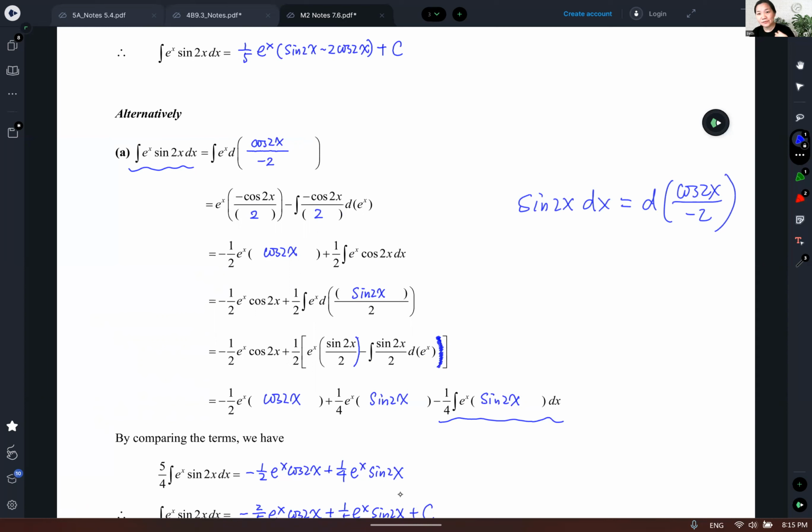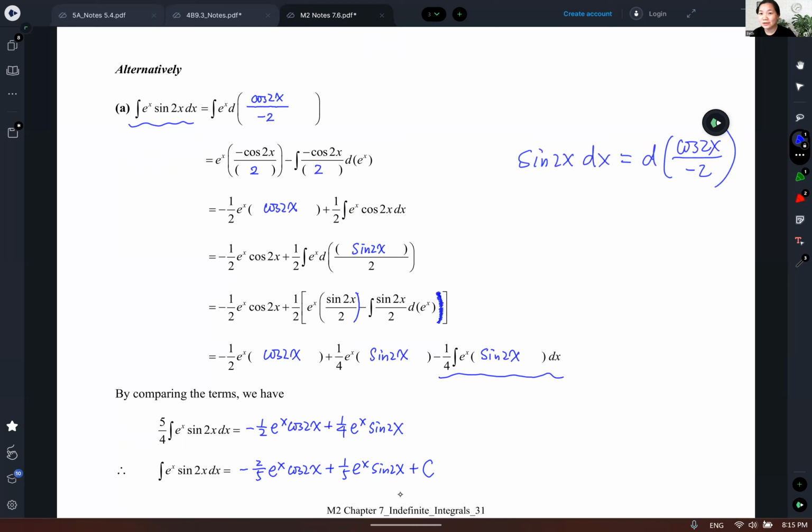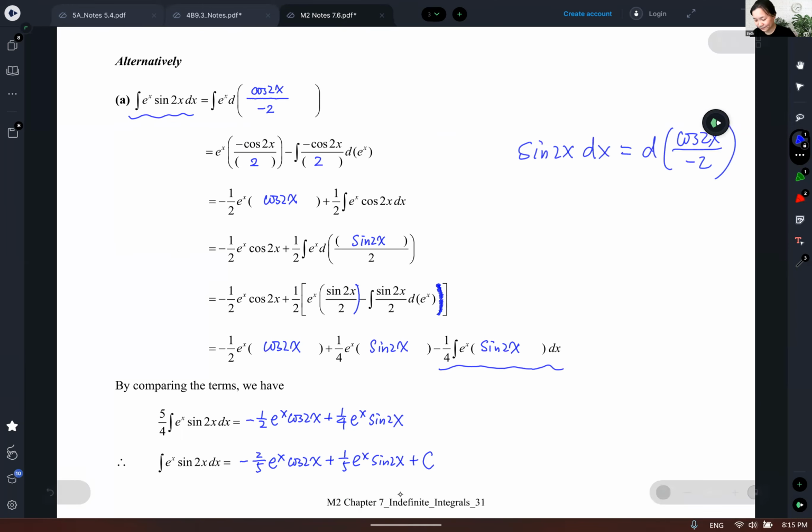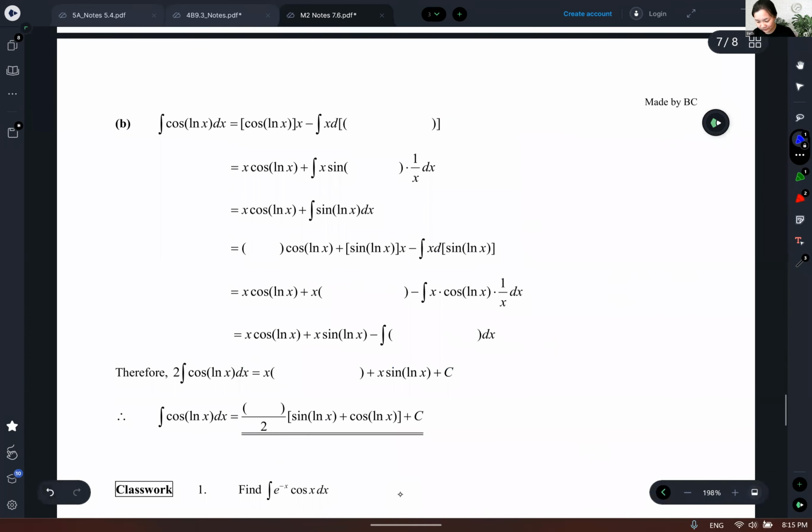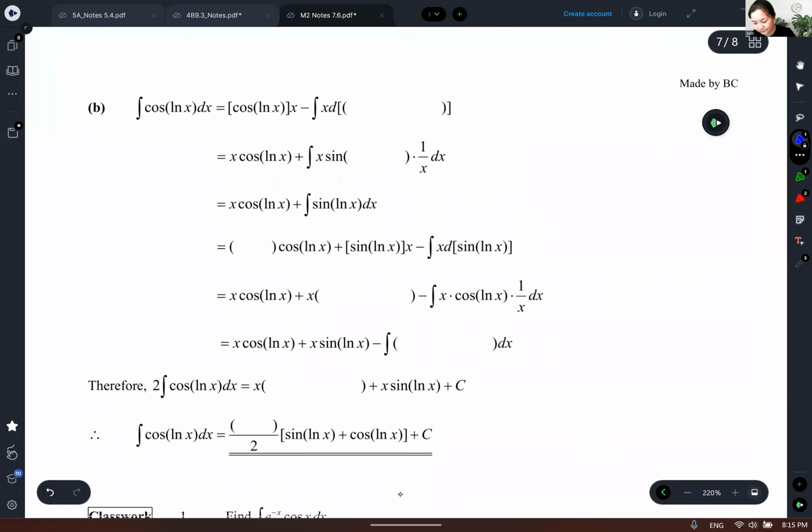Now, some questions are similar like this. You have to do it twice or even 3 times, and then you go into a loop basically, and then you can solve it by comparison. I'll show you another example. This is my last example.